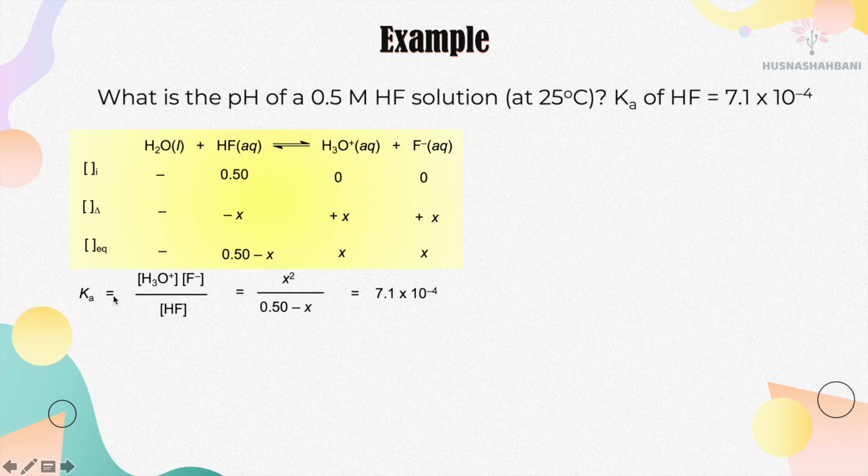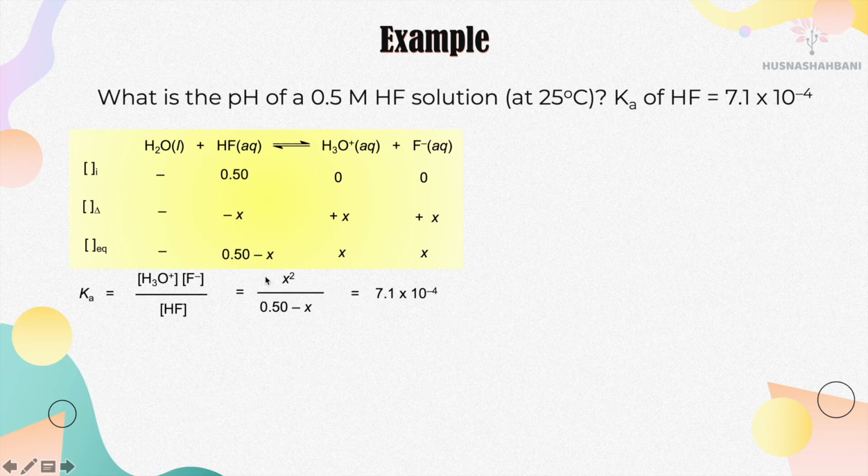So we have Ka equal to the concentration of H3O+ times the concentration of F- over the concentration of HF. Ignore H2O because it's in liquid state. We don't put liquid or solid states in the K expression. So at equilibrium, this is x, so x squared over HF, 0.5 minus x, equals the Ka value given.